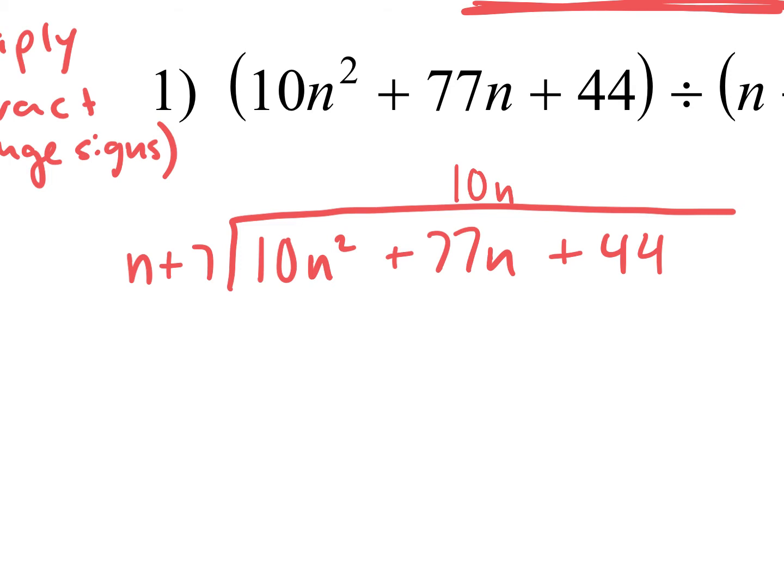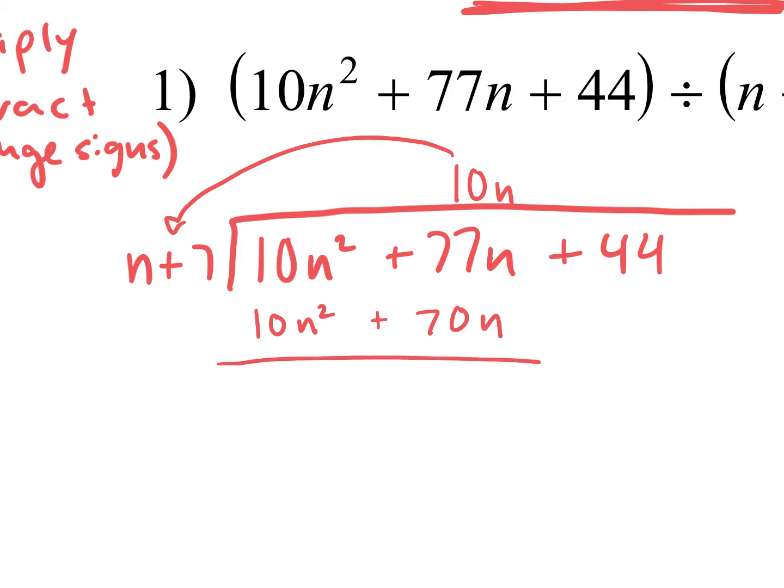After that, we multiply. So I multiply 10n times n and 7. So what's 10n times n? 10n squared, and 10n times 7? 70n. What's the next step? Change the sign, change the sign. So the first ones always cancel out. What's 77n minus 70n? 7n.